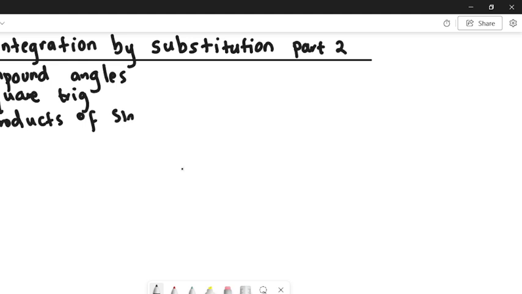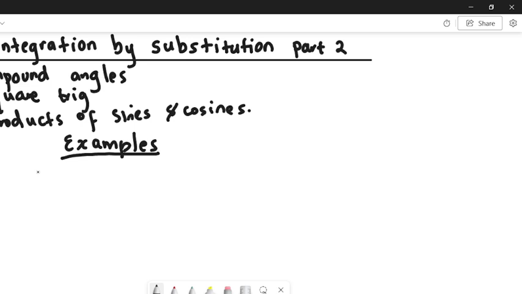So we're going to use examples. Kindly follow along, and if you have any questions you can reach out to me directly via the contact I've provided. So we are starting with compound angles. So these are trigonometric functions that contain compound angles. Let's go to our examples straight away. So we're starting from the simple ones as we move upwards.